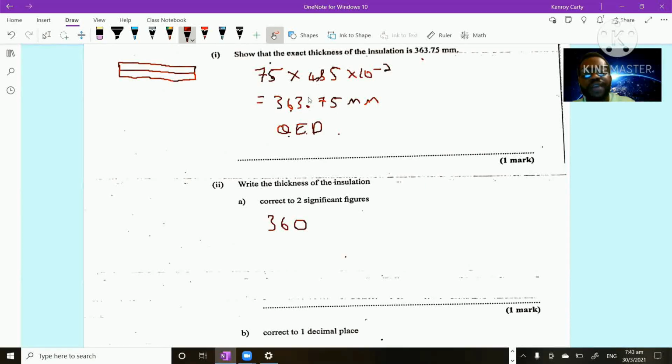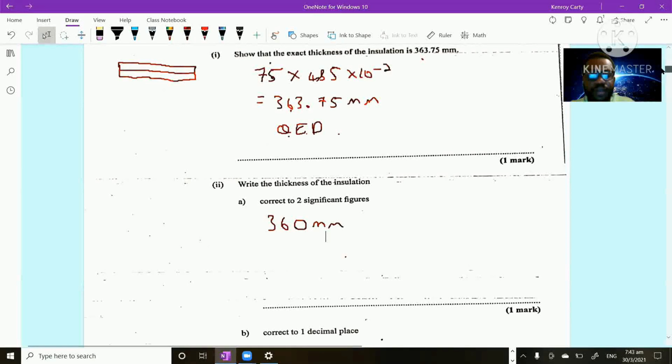Now, whatever comes after the decimal point here, we don't need that at all, because that's 0 point something. So we don't need those digits after the decimal point. And in fact, if I were to put the decimal point here, I would have changed the value of the number in terms of significant figures, because once we input a decimal point, whatever comes after is going to be significant. So the two significant figures is 360 millimeters. Don't forget the units, very important.